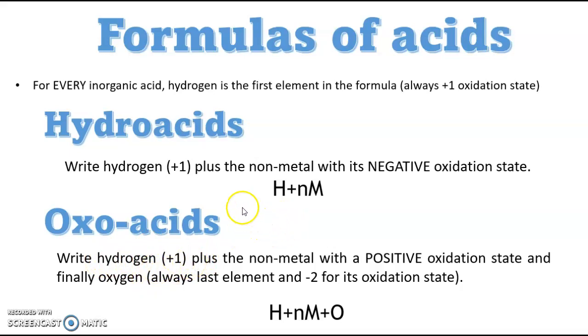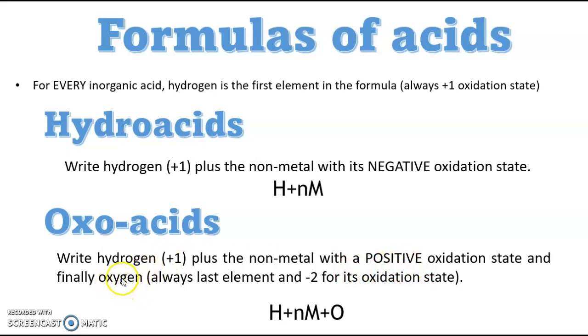The only difference between hydroacids and oxoacids is that the non-metal in hydroacids has a negative oxidation state, because we have already hydrogen, which is positive, meaning the other element has to be negative in order to add the numbers and get 0 in our general formula. So that's the difference. We have to work with a negative oxidation state, while in oxoacids, the nonmetal has a positive oxidation state because we are going to work with oxygen.